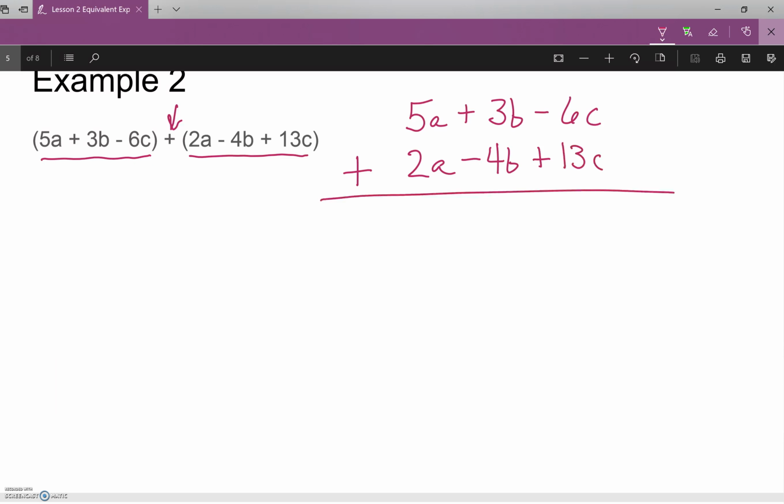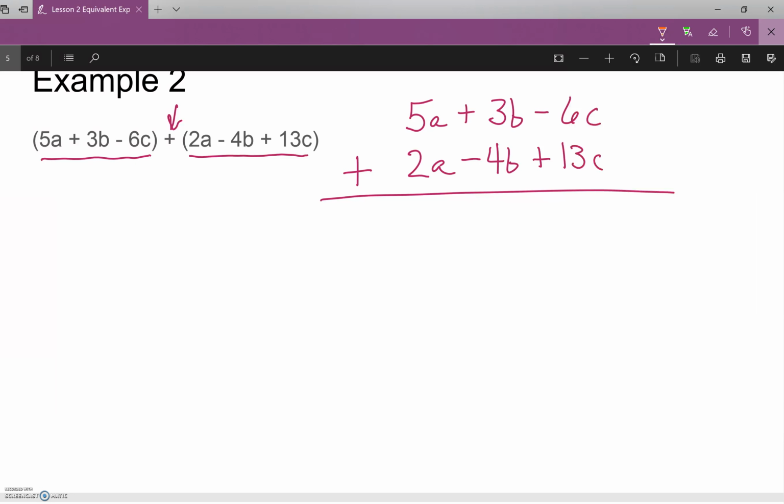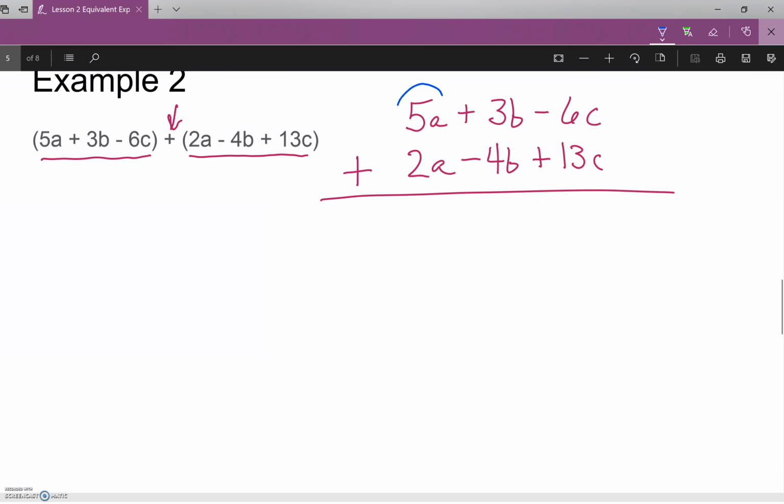Now as you can see, our like terms are lined up. 5a and 2a are lined up. 3b and 4b are lined up. And now you just go through like you would a normal addition problem, just being careful of the signs. So let's look here first. We're going to add up this column. It is a positive 5a plus a positive 2a. That's 7a.